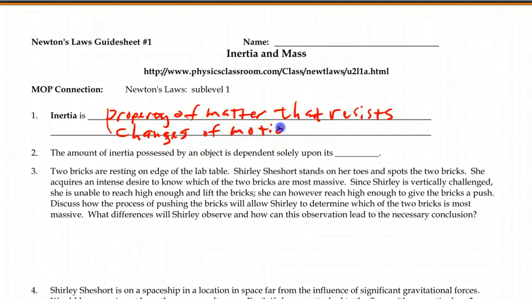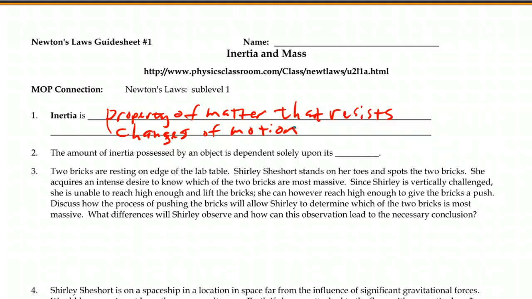So if we're currently at rest, inertia will give us an idea of just how difficult it would be to make us start to move, to change our current state of motion. If we're currently in motion, inertia would give us an idea of how hard it would be to make us stop moving or change from the speed that we're currently at.